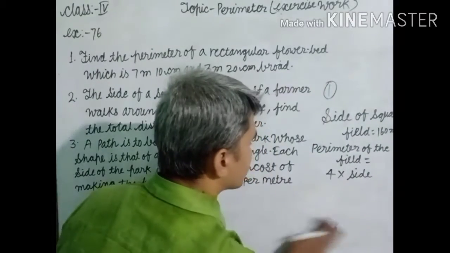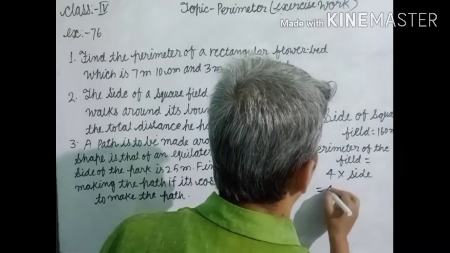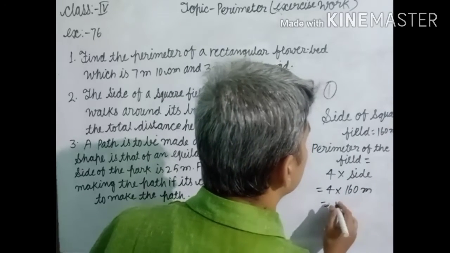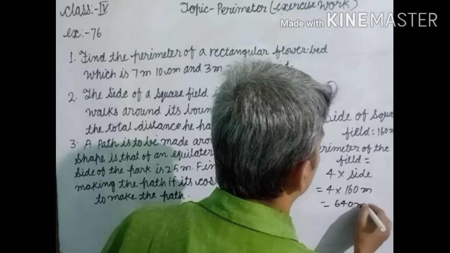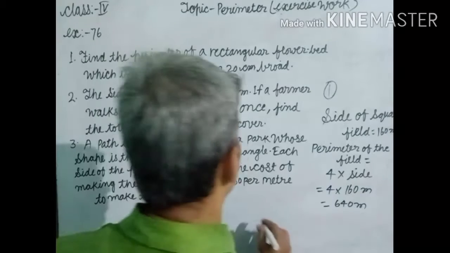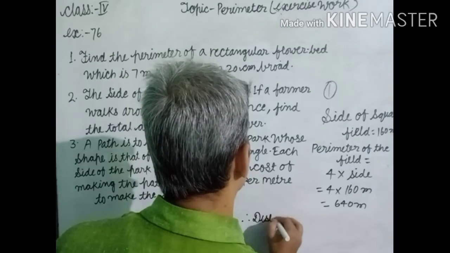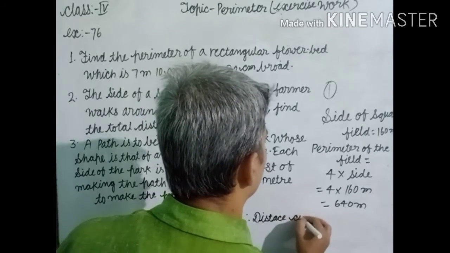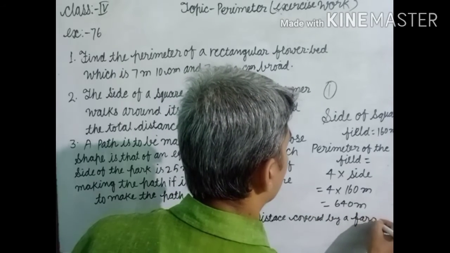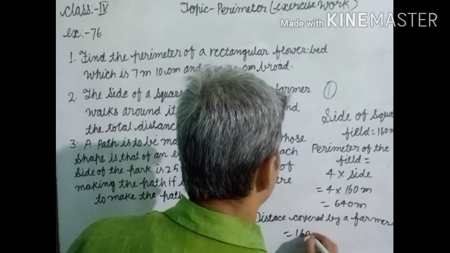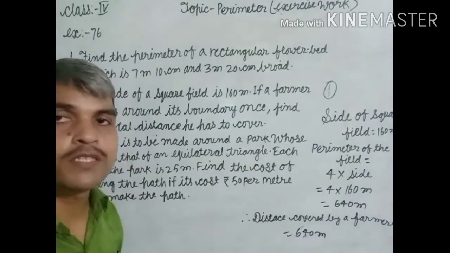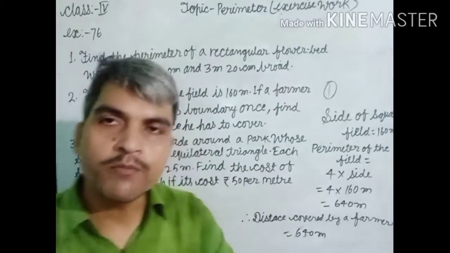So dear students, now here 4 into the side of the field, 160 meters. That means 640 meters. That means the distance covered by the farmer is equal to 640 meters in one time. How many times? In one time. One time means 1 round. 2 times means 2 rounds.